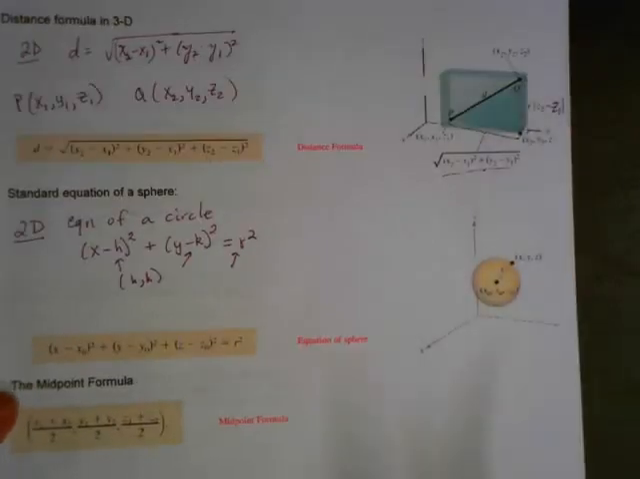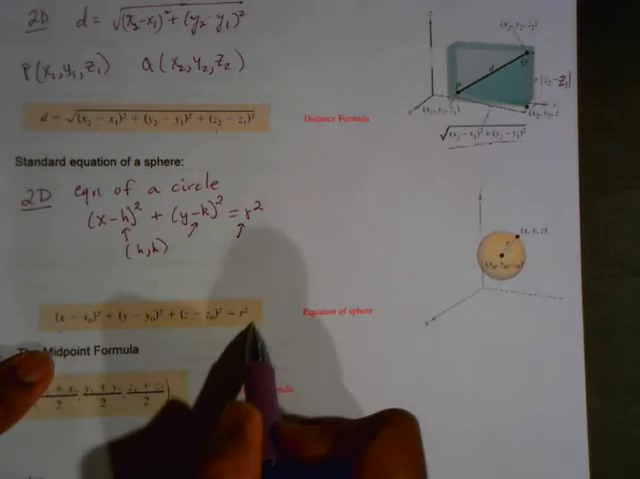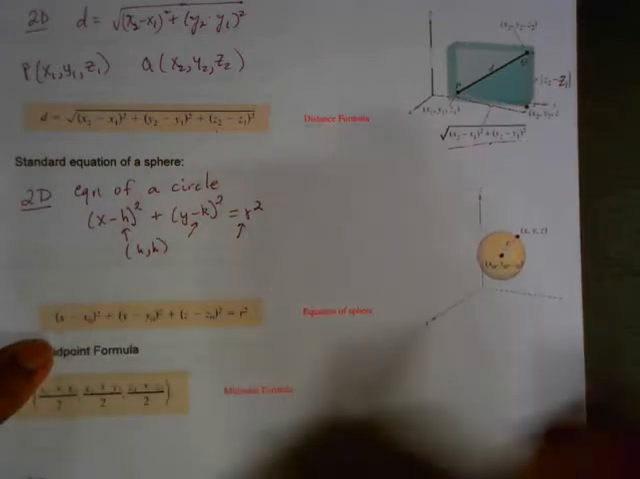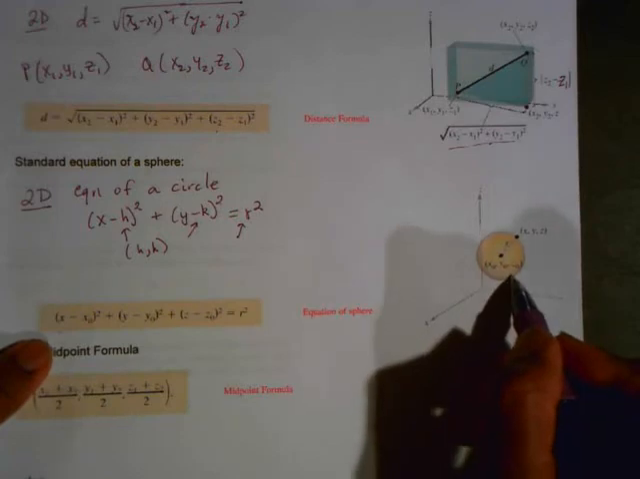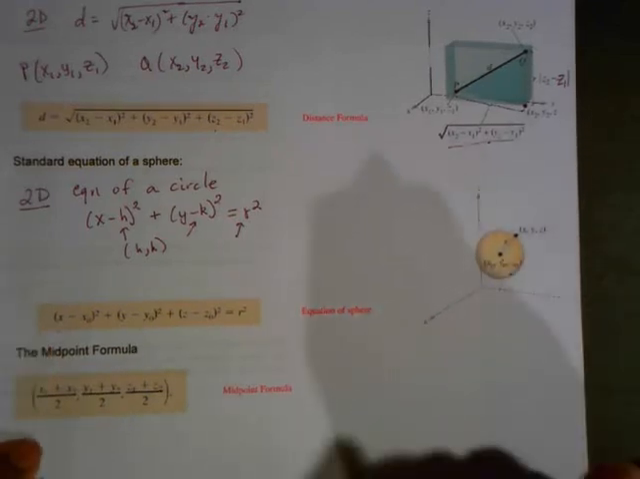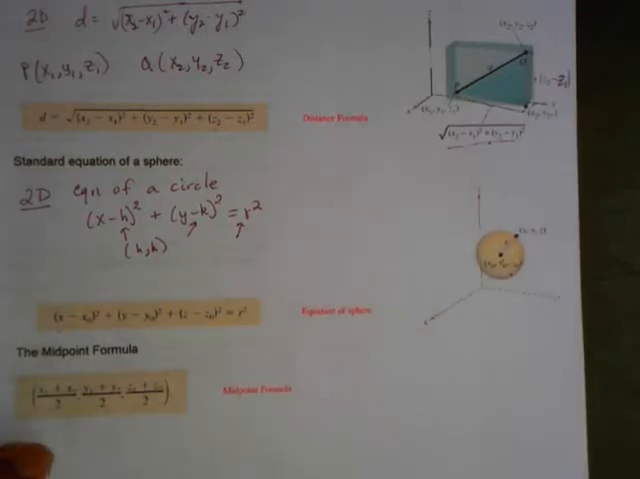In 3D, the sphere, its equation is in the standard form, in this format, x minus x naught quantity squared, etc., where (x naught, y naught, z naught) represents the center and r is the radius. In the second half of the section, we'll be seeing more of this. So for now, we'll just look at the standard form.